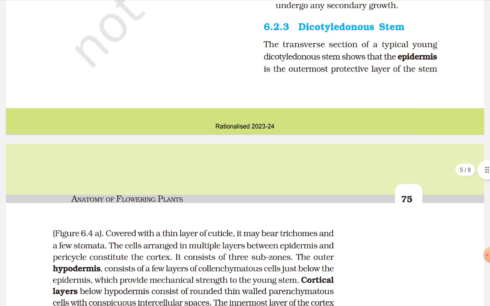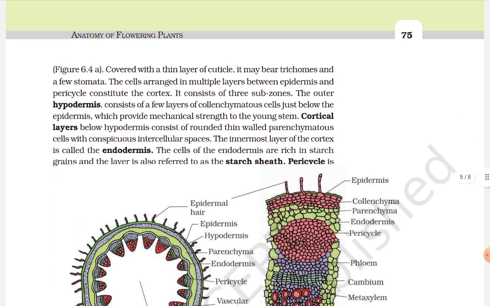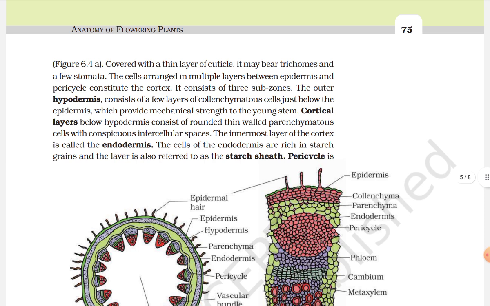Dicotyledonous stem. The transverse section of the typical young dicotyledonous stem shows that the epidermis is the outermost protective layer of the stem. Figure 6.4a. Covered with a thin layer of cuticle, it may bear trichomes and a few stomata. The cells arranged in multiple layers between epidermis and pericycle constitute the cortex. It consists of three subzones.